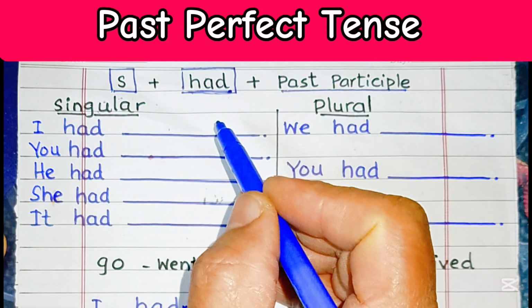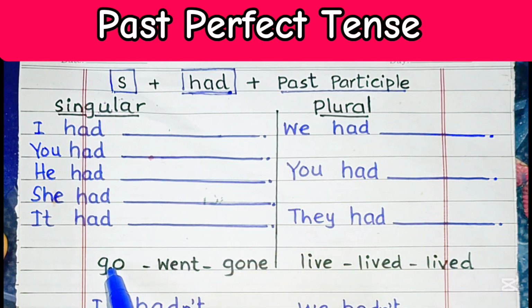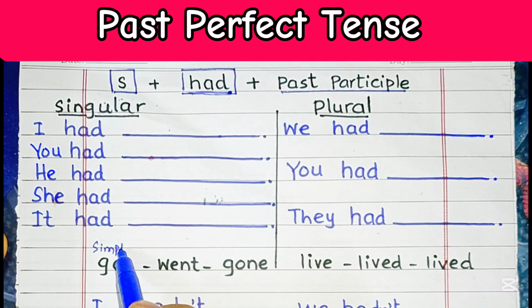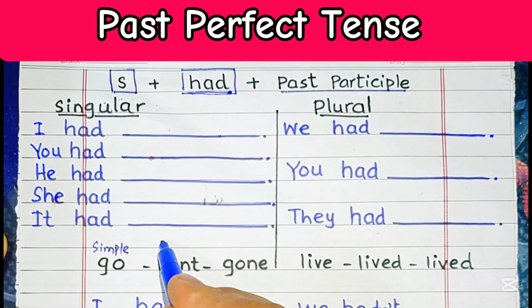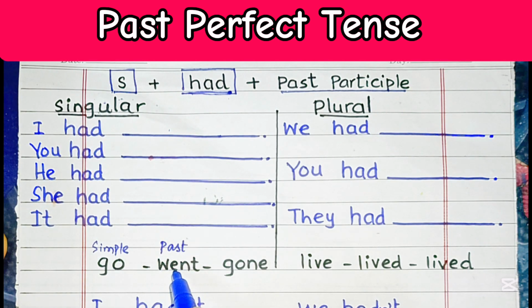If I take a verb like go, the simple form is go. This is the simple form. The past form or past tense of go will be went, and the past participle is gone.